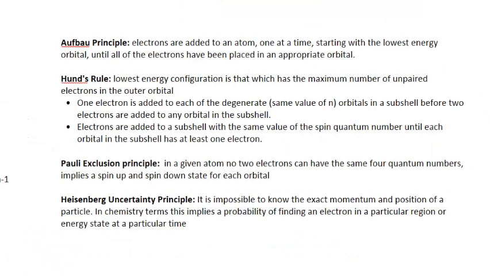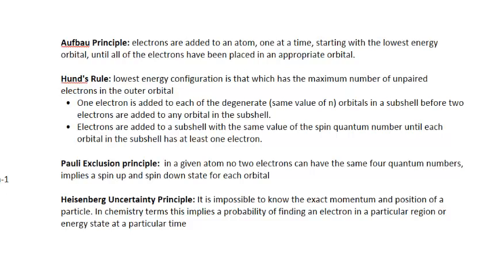To describe the electron configuration of an element in its ground state, we use a set of rules. The first rule is the Aufbau principle, which in German basically means build up. And that basically means you add an electron at a time, starting from the lowest energy until all of the electrons have been placed in the appropriate orbitals.